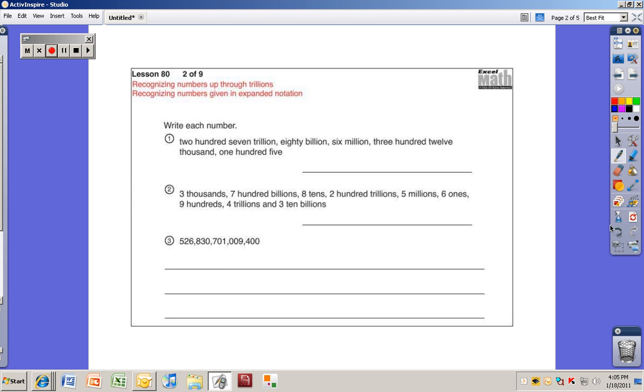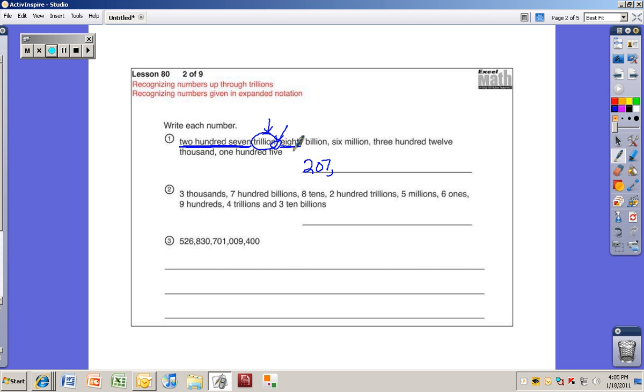All right, the first one: 207 trillion, 80 billion, 6 million, 312,105. So you can see the commas in here are pretty important. We're going to do 207, and that all goes in the trillions period. So we're just going to write the number, focus on 207, and this word trillion relates to the comma. That's why we put a comma, just like there's a comma right here.